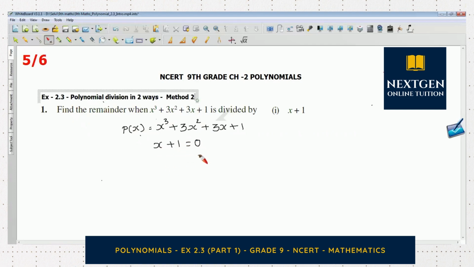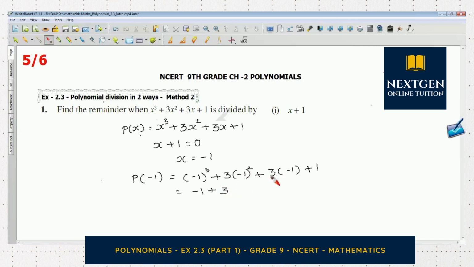So x plus 1 we are going to assign to 0, and now we get the x value as minus 1. Plus 1 goes to the other side, sign changes, minus 1. Now the x value is minus 1. I am simply substituting my x value in the polynomial. Wherever we have x, we are substituting the values. So minus 1 the whole cube is minus 1. Minus 1 the whole square is simply 1.